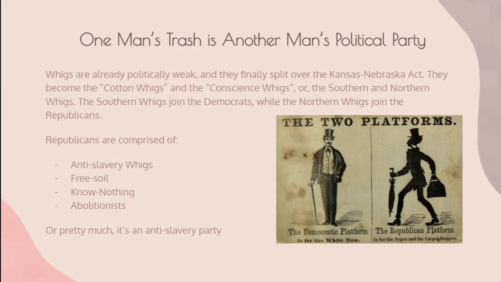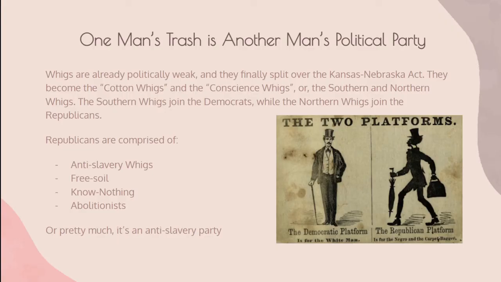And we have the phrase, one man's trash is another man's political party. So the Whigs are already politically weak. We saw in that previous election how they died out, and how they were ultimately really split over the Kansas-Nebraska Act. Because unlike the Democrats, who tend to be a bit more Southern, these Whigs aren't really that. So they become the Cotton Whigs and the Conscience Whigs, which are the Southern and Northern Whigs.